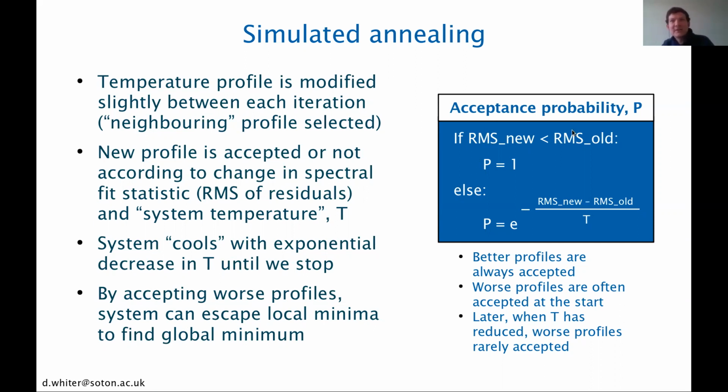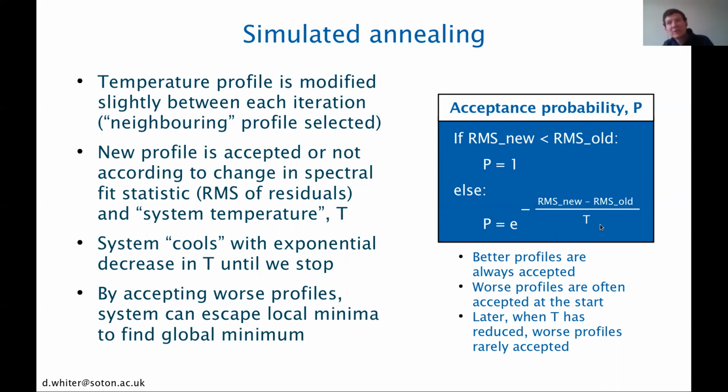If it's better, so if it gives a better fit, we accept that new profile as the new state of the system. If it's worse, we might still accept it according to some probability, which is this exponential function. So we take the difference in how well it fits, so the root mean squares of the residuals, divide it by this T, which is some parameter of this simulated annealing, called the system temperature or annealing temperature, and that's analogous to the temperature of your metal which you're cooling. And then it's a negative exponential.